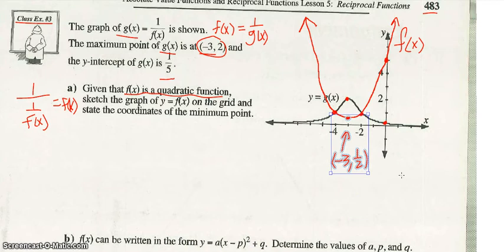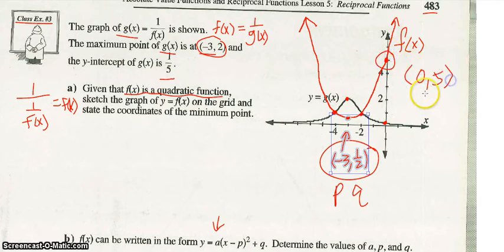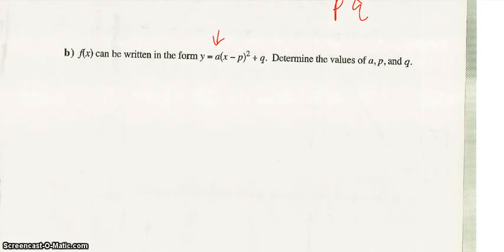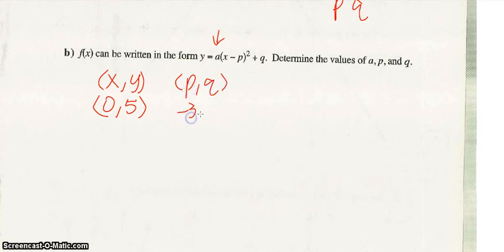Well, let's figure out the equation for this function. How is that possible? It's possible if we have the vertex, that is our P and Q. And to figure out A, we need one more point. We have the invariant points, and we can also use this point, (0, 5). This will be our x and y. So x and y, I can use 0 and 5, and for my vertex, P and Q, I have -3 and half. Let's plug everything into this formula.